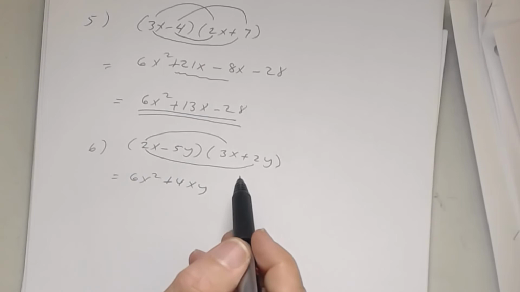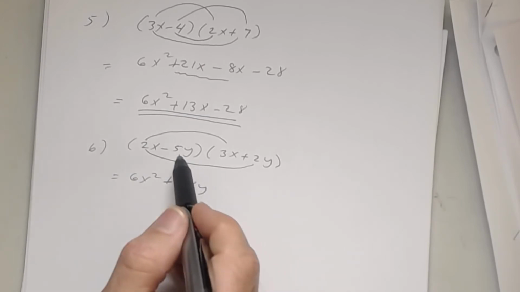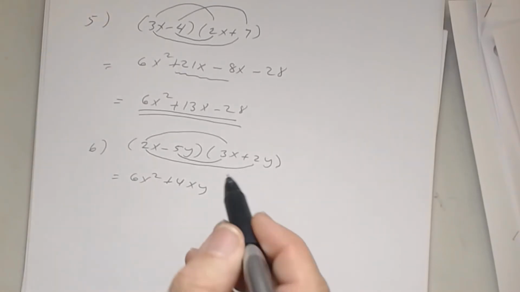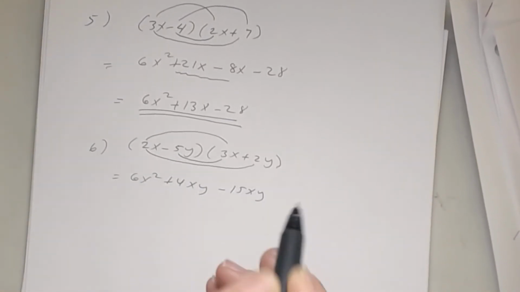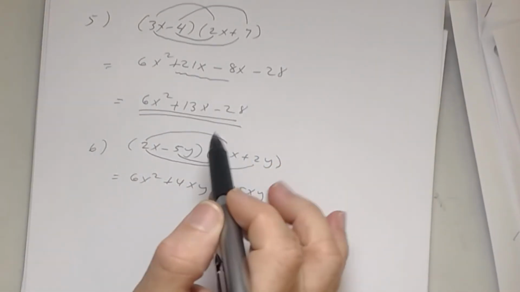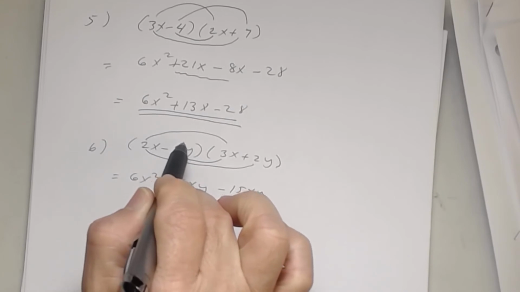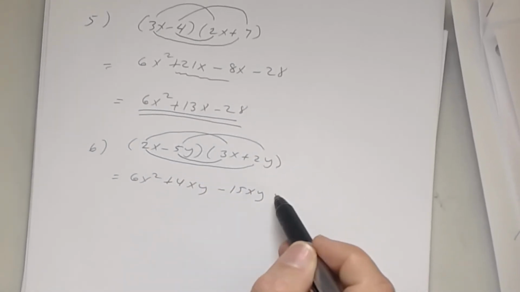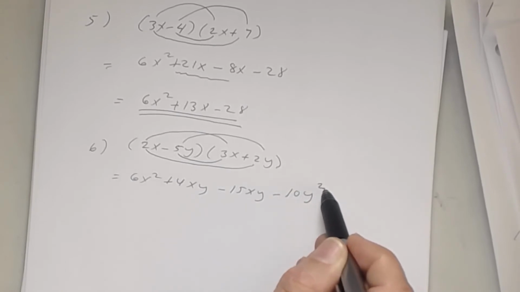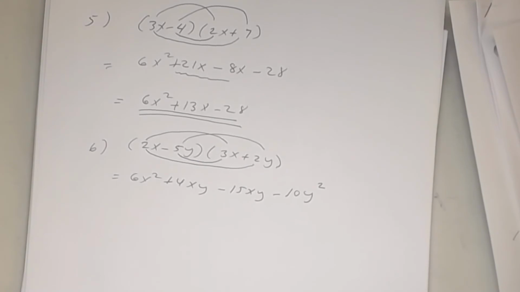Okay. The inner. What two terms do I multiply together to get the inner? And let's put it in alphabetical order. So negative 5y times 3x is a negative 15xy. Because remember, x times y is the same thing as y times x. And now the last, what two terms are multiplied together to get the last? Negative 5y and positive 2y. So what do I get? No, not x squared. y squared. Right? Negative 10y squared.